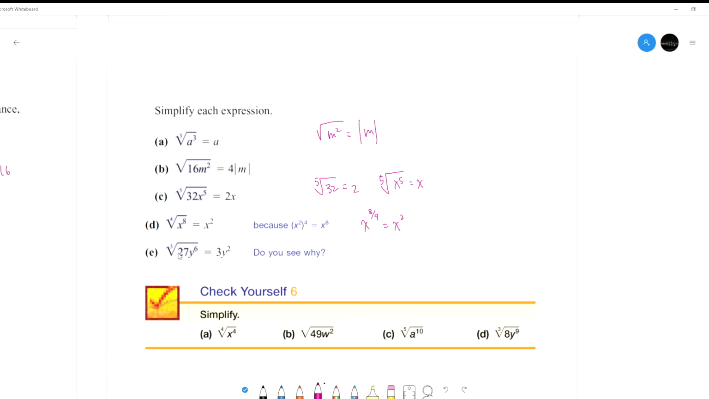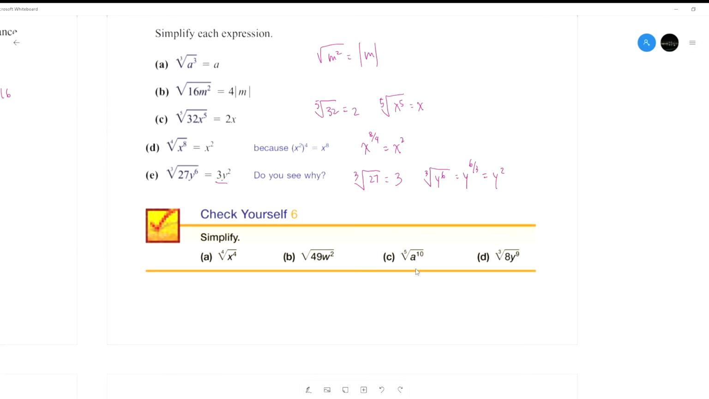Okay, so we have the cube root of 27 y to the 6. So cube root of 27, we learned earlier, 3 cubed is 27, so this is 3. Cube root of y to the 6 is y to the 6 over 3, right? Y to the 6 over 3 equals y squared. That's why we have 3y squared. So please take a moment to try these next 4 problems.